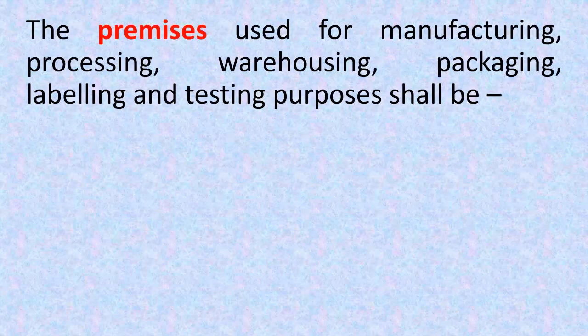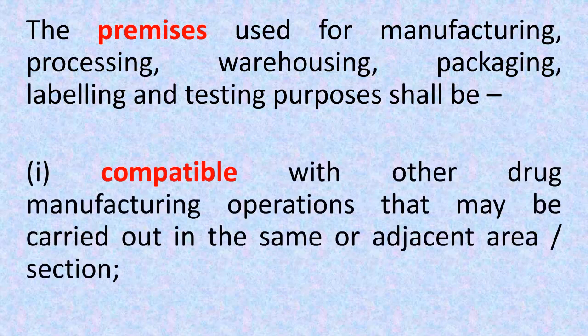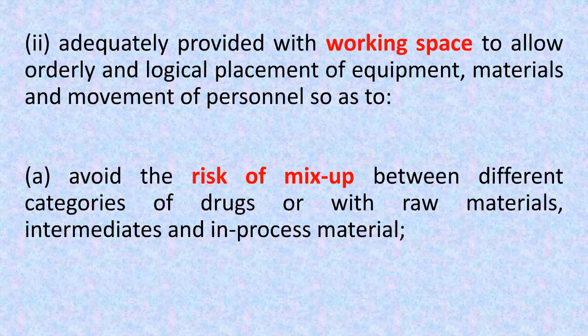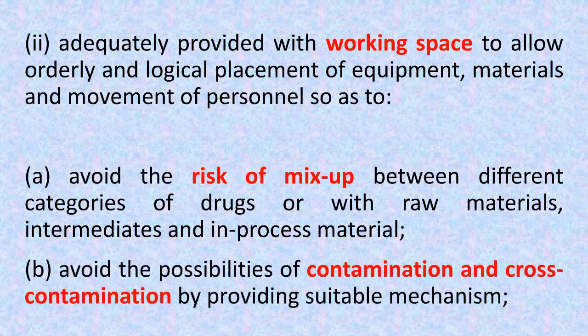The premises used for manufacturing, processing, warehousing, packaging, labeling and testing purposes shall be: 1. Compatible with other drug manufacturing operations that may be carried out in the same or adjacent area or section. 2. Adequately provided with working space to allow orderly and logical placement of equipment, materials, and movement of personnel so as to: a. Avoid the risk of mix-up between different categories of drugs or with raw materials, intermediates and in-process material. b. Avoid the possibilities of contamination and cross-contamination by providing suitable mechanism.